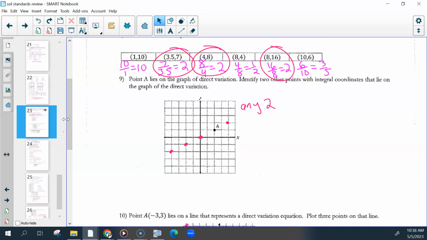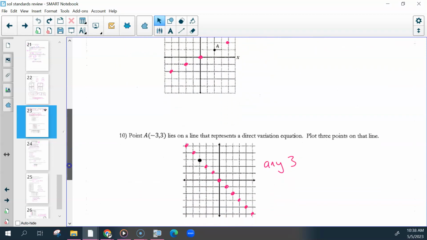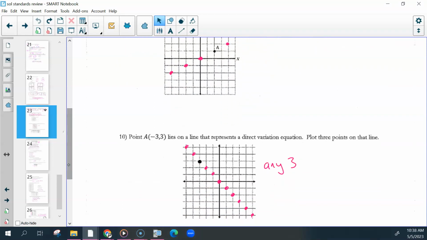Nine, you had to plot 2 points that would make this a direct variation. It has to go through the origin, and then you can pick any other point. Don't draw all 4 points, you just need 2. 10 is the same way. It gave you a point, and it wanted you to plot 3 others. The origin is a good one, and then 2 more.